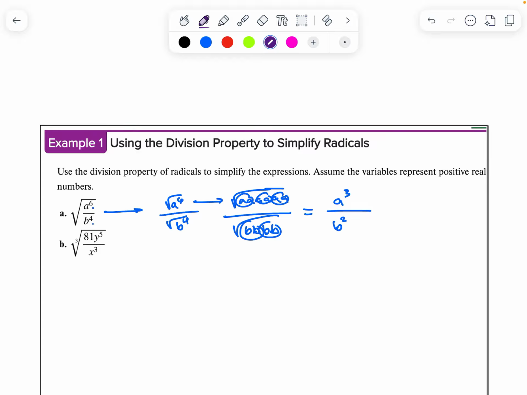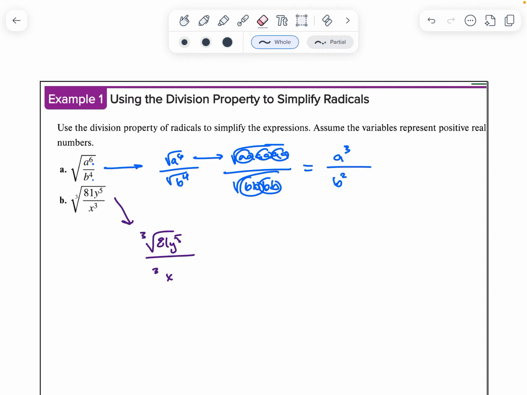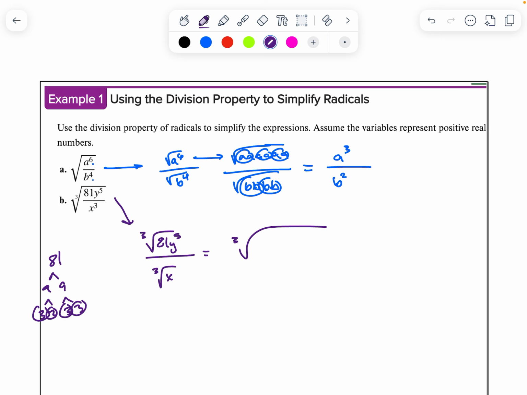All right, same thing with the second item. We can look at the top separately from the bottom. The indices are a little bit different this time. We're looking for groups of 3. So on the top, 81 y to the 5th. On the bottom, x to the 3rd. I'm sorry, my handwriting just got really sloppy there. Let's fix that 5 as well. On the top, that 81 will break down. 81 is the same thing as 9 times 9. 9 is the same thing as 3 times 3. Those are all prime, and so I have 3, 3, 3, 3. I have 5 y's: 1, 2, 3, 4, 5.